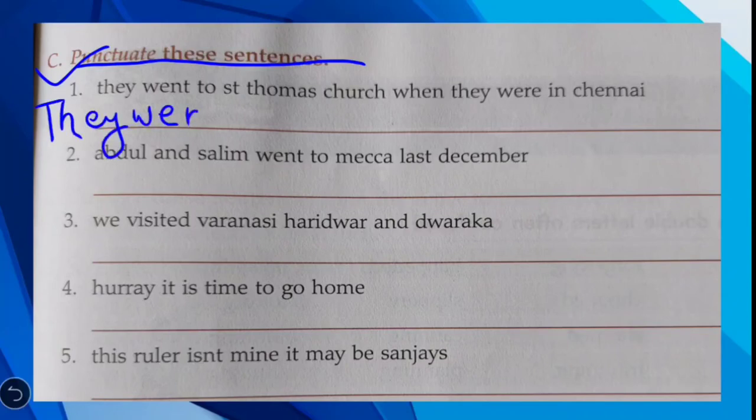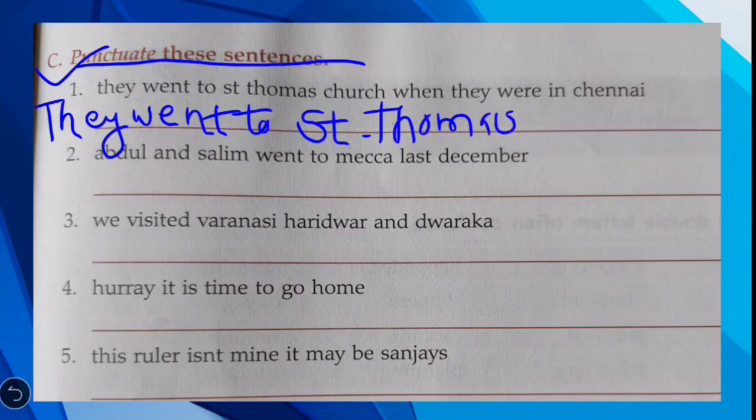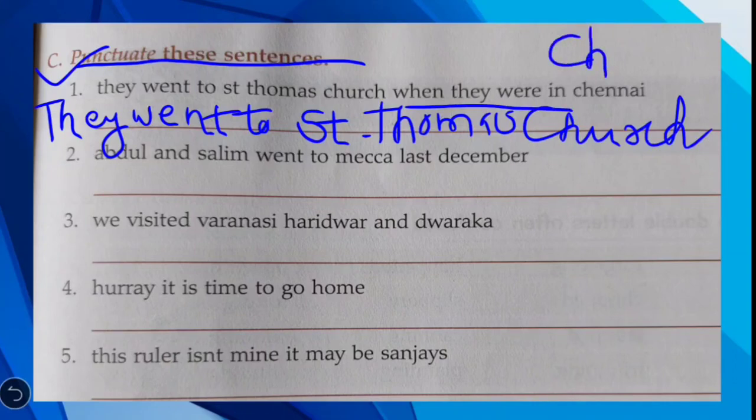They went to. Now St. Thomas Church is the name of a church. So Saint as capital. Full stop is a short form written. Thomas, T capital, right? Church, C capital. When they were in Chennai, this is the same, only in Chennai, C capital. And after Chennai, we have to put a full stop.